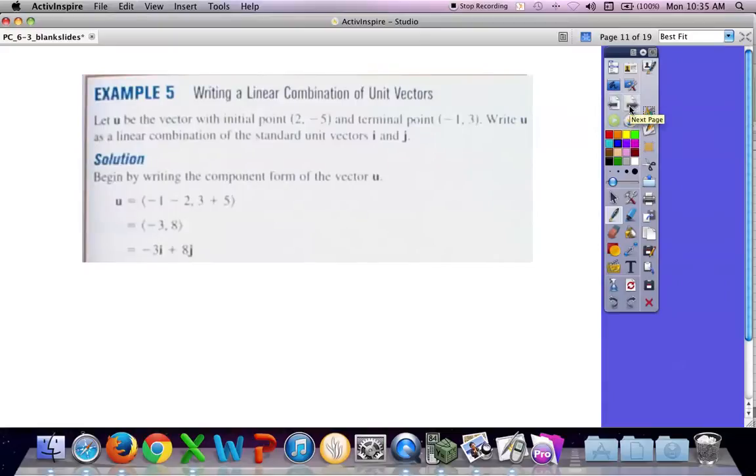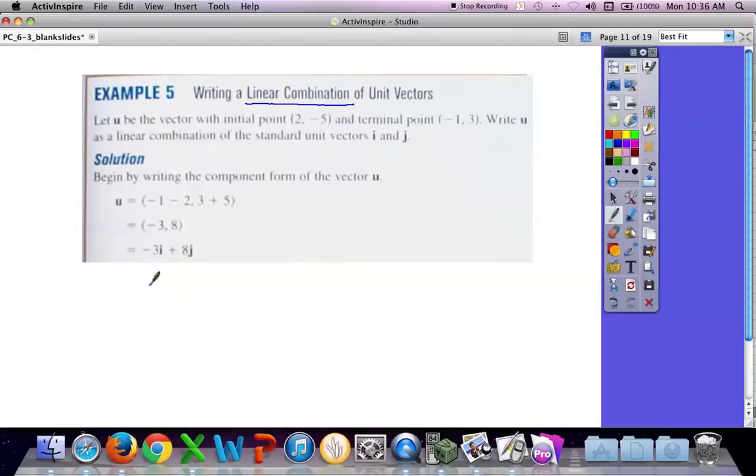I mean, in this example here, it says, write a linear combination of unit vectors, right? So this is a different format. Instead of component form, it's a linear combination of the standard unit vectors i and j, right? They've given us an initial point and a terminal point, and we know how we would find the component form, right? We would subtract the terminal point minus the initial point and get -3, 8. That's component form. The linear combination of the standard unit vectors is -3i plus 8j.